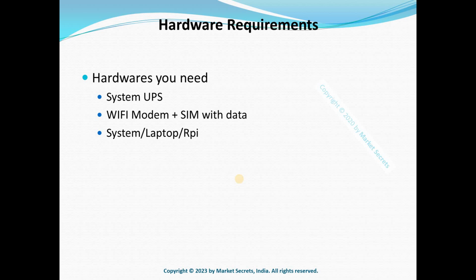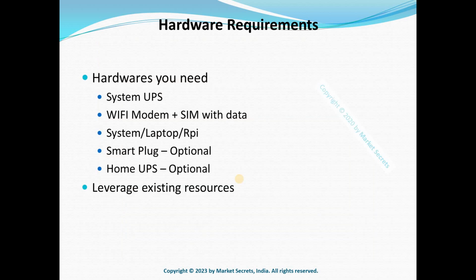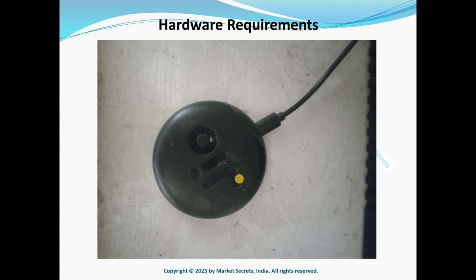System in the sense it can be an old system that you have, or a laptop that you don't use, or if you don't have either of those, you can go for a Raspberry Pi, which costs around 3,000 rupees. In addition, if you want, you can add a smart plug as well to remotely control things.